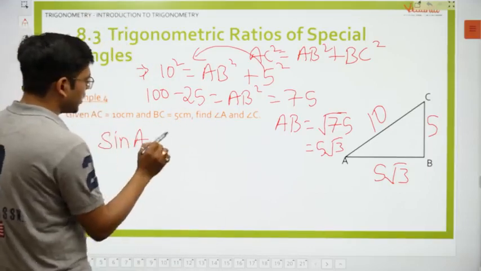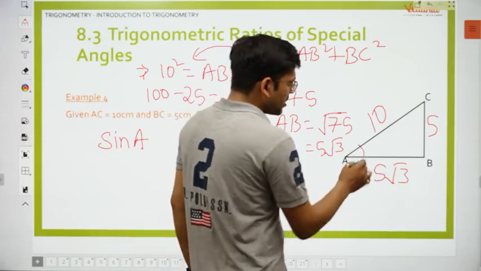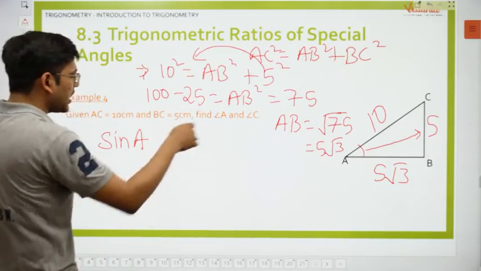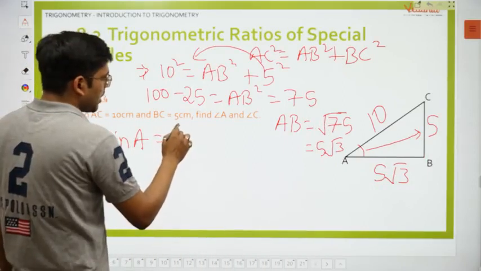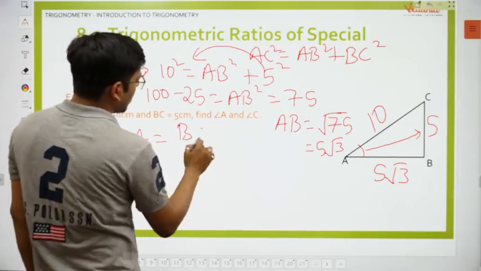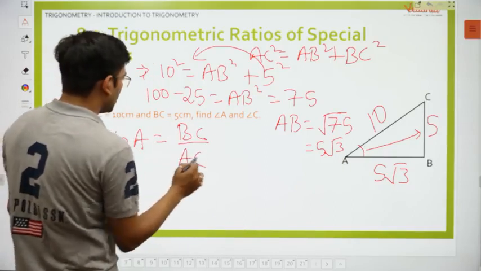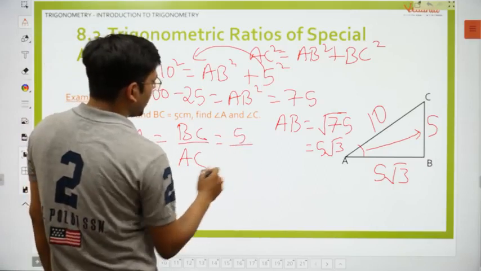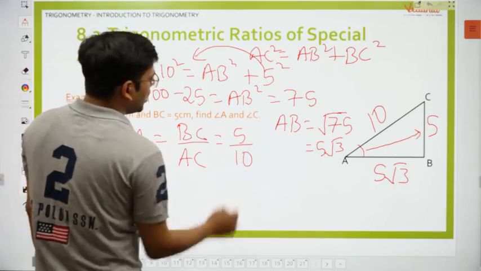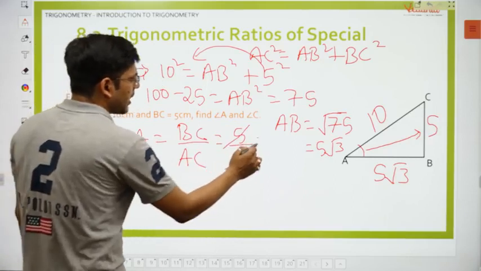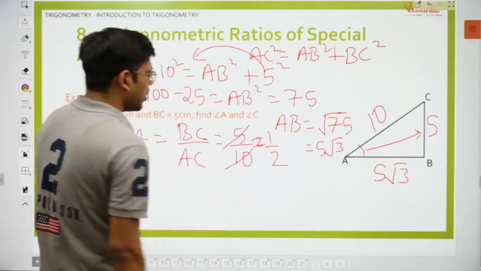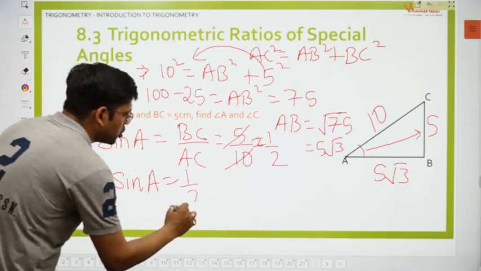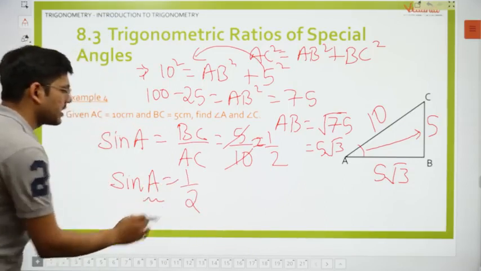Apply sin A. This is angle A. Perpendicular will be 5 because angle A is under consideration. So it will be perpendicular upon hypotenuse. This is AC. Now sin A, value of BC is 5, value of AC is 10. Now just tell me 5 divided by 10. Answer is 1 by 2. Now if sine has value 1 by 2, then at which angle does sine come as 1 by 2?